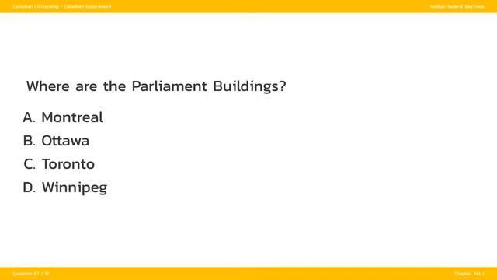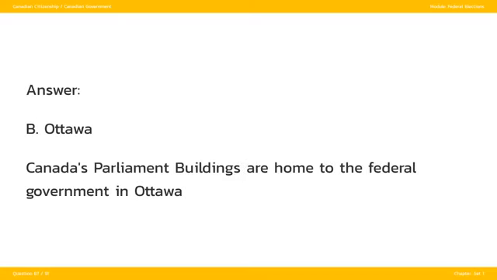Where are the Parliament buildings? A. Montreal. B. Ottawa. C. Toronto. D. Winnipeg. The answer is B. Ottawa. Canada's Parliament buildings are home to the federal government in Ottawa.